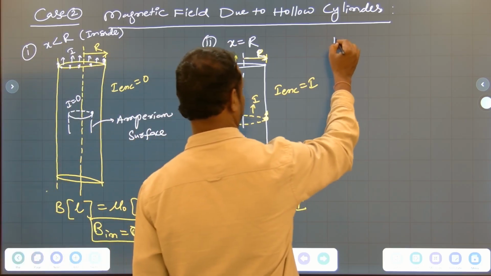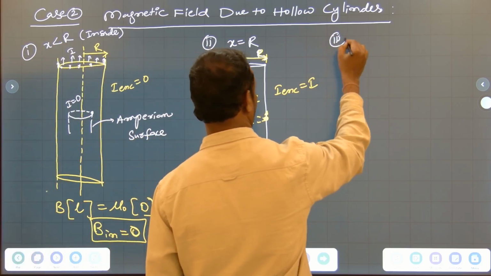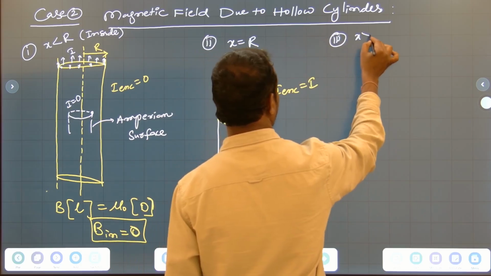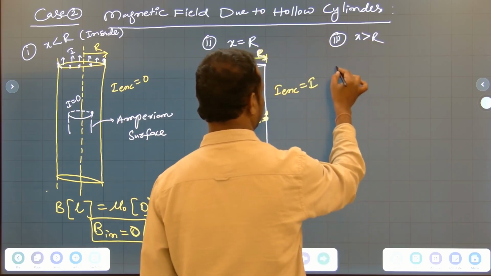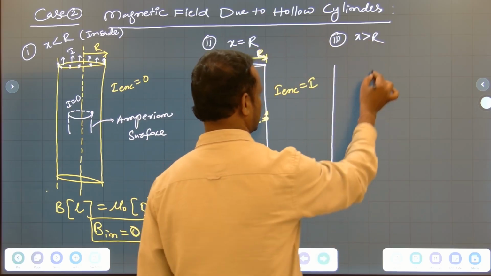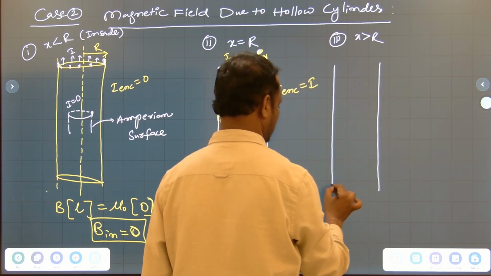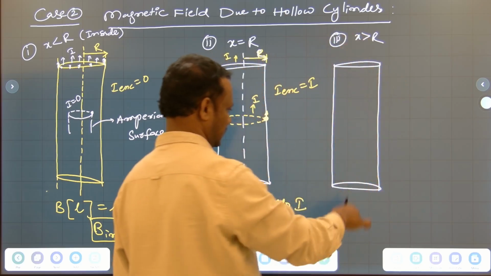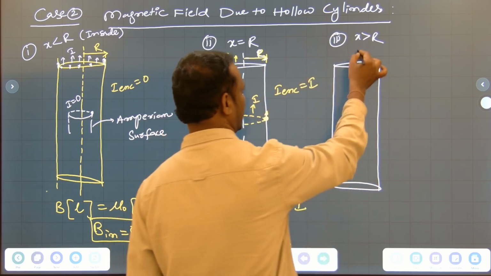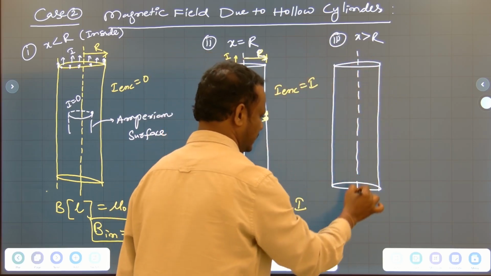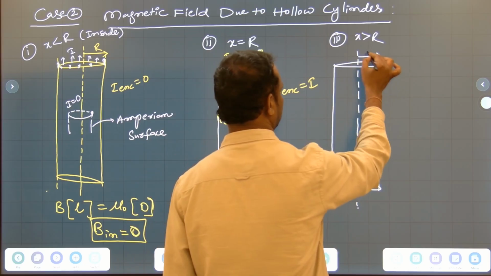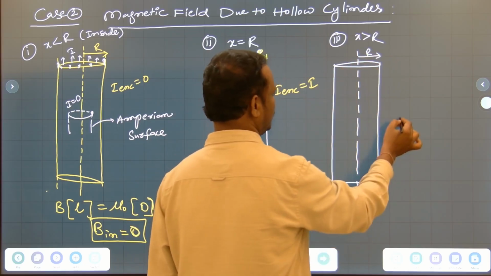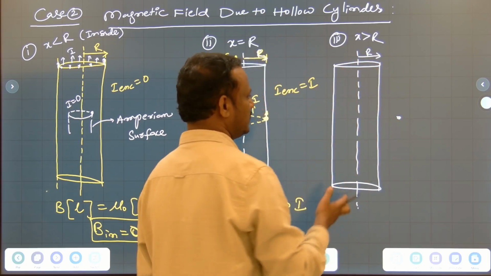So next I am talking about the third one, outside, X is greater than R. X is greater than R means what? Okay, next. So again I am taking the infinite hollow cylinder. This is the axis, and its radius is R. I am choosing a point here.